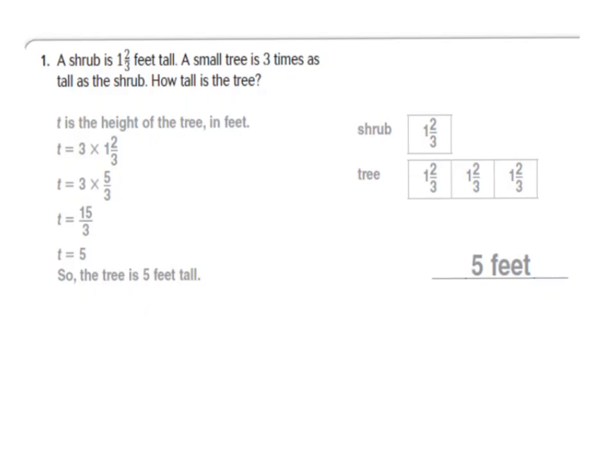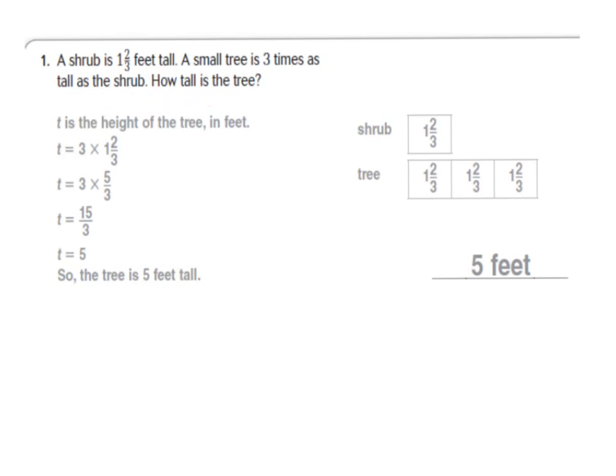All right, let's look at number 1. Number 1, they solved it for us, but I'm going to walk you through how they solved it. It says that a shrub is 1 2/3 feet tall. A small tree is 3 times as tall as the shrub. How tall is the tree?